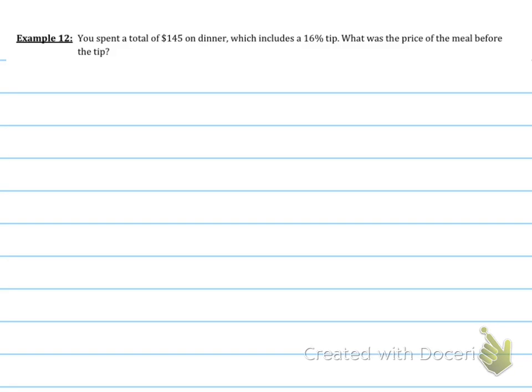This is the fun one. So I spent a total of $145 on dinner, including the tip. And I want to know what the price of the meal was before the tip. So we've got amount, percent, base.